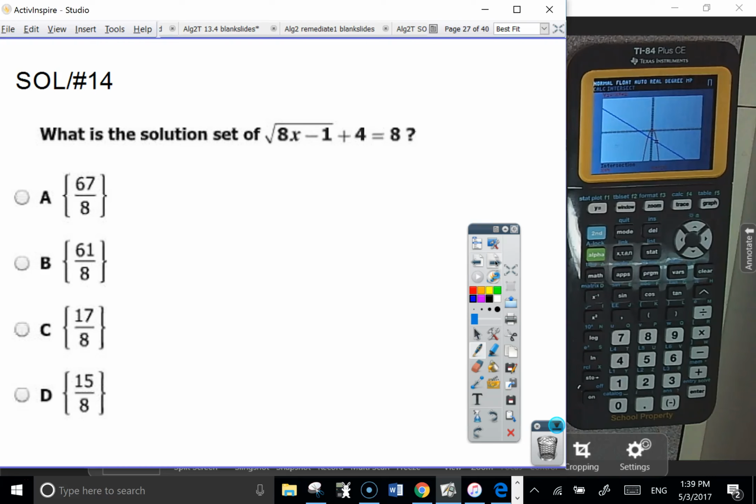Okay. This is number 14. So this, I would call this a radical equation. How do you solve radical equations? What's the first step? Isolate. Right? Isolate the radical. So in this case, that means subtract 4.